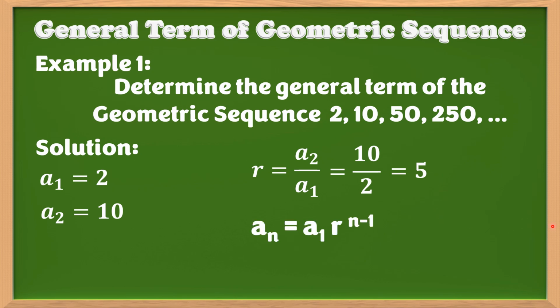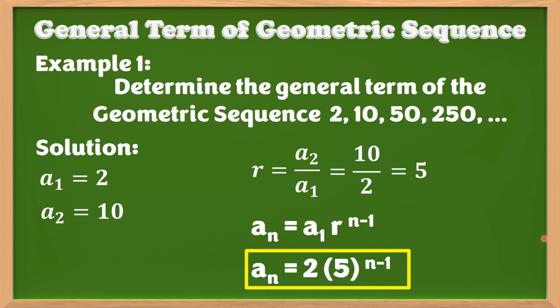And then next is we're going to use the general term of geometric sequence, which is a sub n is equal to a sub 1 times r raised to n minus 1. So here, we will just change a sub 1 into 2. That is the first term. And we will substitute r with 5. So therefore, the general term of the geometric sequence 2, 10, 50, 250, and so on is a sub n equals 2 times 5 raised to n minus 1.